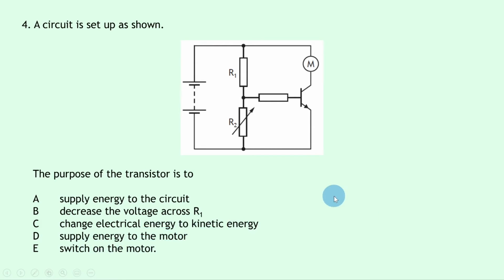Well, the simplest way to get the answer here is to just remember what a transistor is. And remember, a transistor is simply just a switch. It's an electronic switch. And that means the only answer here relating to a switch is E. So our answer has to be E, switch on the motor. And that's because this NPN transistor here will act to switch on the motor when the voltage across it is high enough.